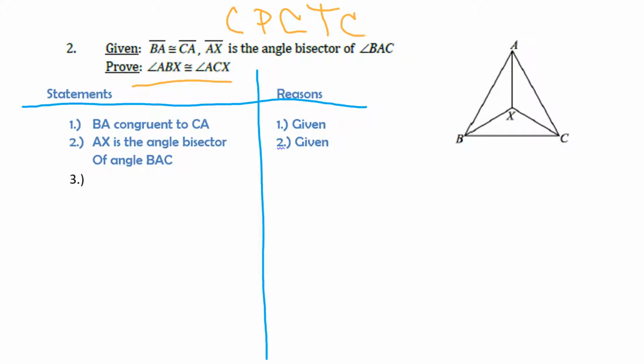I'm going to take a minute and mark those off as congruent, mark off what I'm going to do with those in my diagram. So given number 1 is that BA is congruent to CA. You should get used to marking these off. And then my second given is that AX is the angle bisector of angle BAC. Remembering that A is the vertex of that angle, and if A is the vertex of that angle, when I cut that angle in half, I should have 2 congruent angles there.